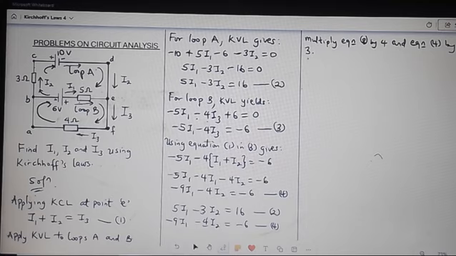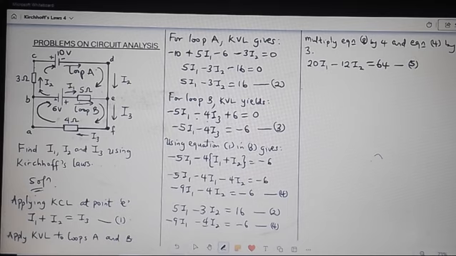So that will give us, if I multiply the equation 2 by 4, 4 times 5 will give us 20, so we have 20 I1 minus 4 times 3 will give us 12 I2 equal to 16 times 4 gives us 64. Call this one equation 5.